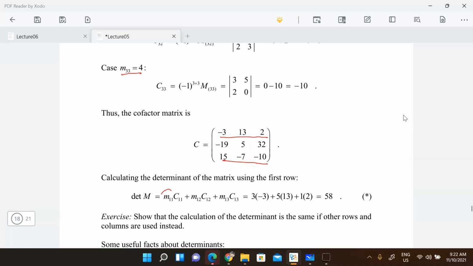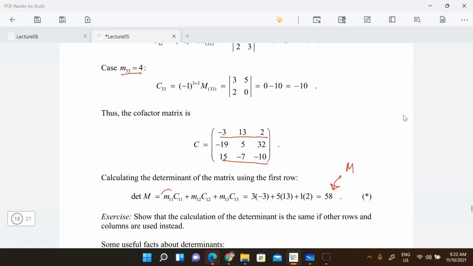M12 is 5 and C12 is 13 and M13 is 1 and C13 is 2. And then you add those up and that precisely gives you the determinant of that matrix M earlier. Okay.